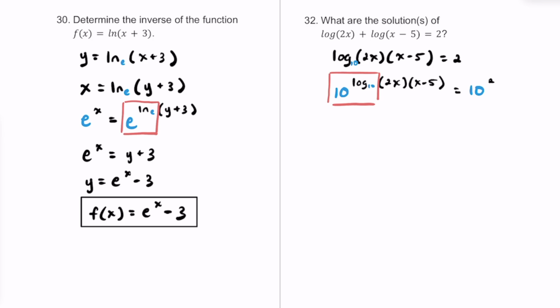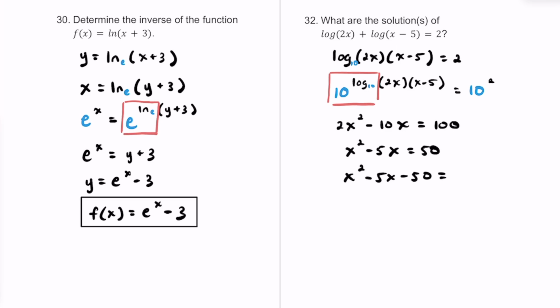But on the left side, we're going to be left with, and I'm going to actually distribute here so that we don't have to do it later. 2x times x is going to be 2x squared. 2x times -5 is going to be -10x. And on the right side, 10 squared is going to be 100. So notice how we turned this logarithmic equation into just a standard quadratic equation. I'm going to go ahead and just divide everything by 2. So we have x squared minus 5x is equal to 50, and move everything to the left side by subtracting 50. So x squared minus 5x minus 50 is equal to 0.